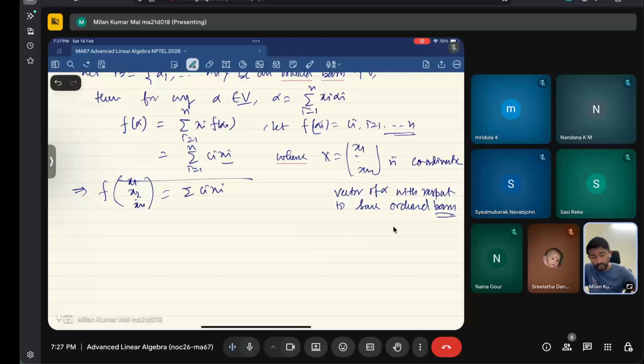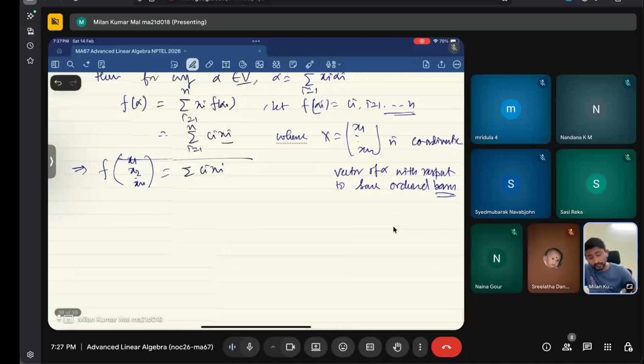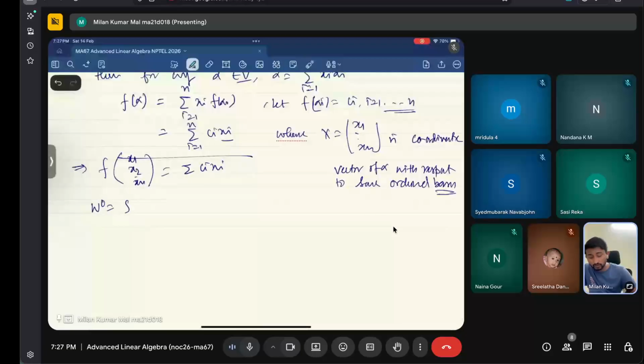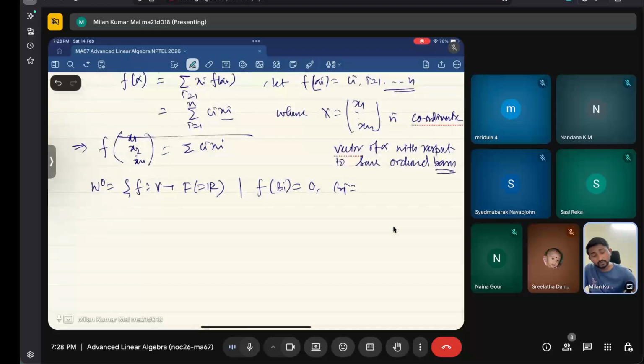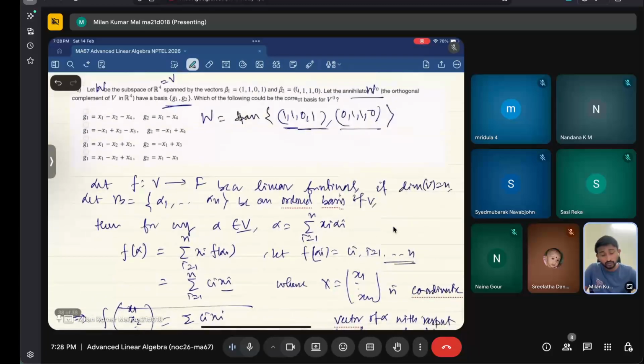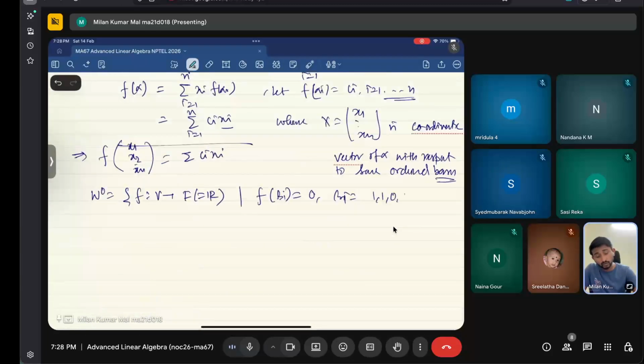So now here we have two vectors. So what do I want to obtain? We want to obtain W naught, which is all those linear functionals from V to the field F, which is actually R here, such that f of β_i is equal to 0, where β1 = (1, 1, 0, 1) and β2 = (0, 1, 1, 0). I think these are the two vectors: 1 1 0 1 and 0 1 1 0.